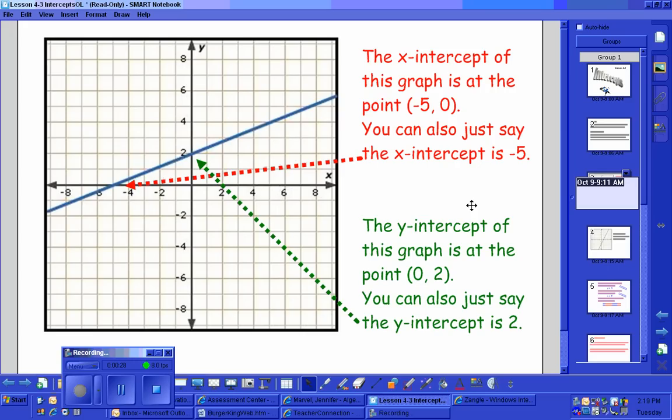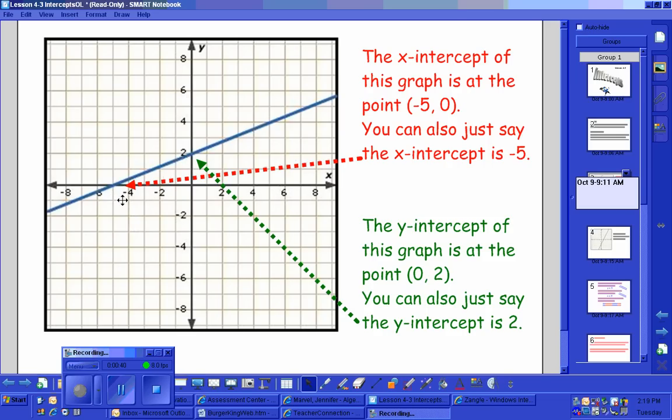Take a look at the blue line on the graph. If we want to find the intercepts, then we will look for the places where it crosses the x-axis or the y-axis. First, the x-intercept would be this point right here where it crosses the x-axis. You'll see it's at -5. The ordered pair is (-5, 0), or we can just say the x-intercept is -5. The y-intercept of this graph is the point (0, 2). You can see it crosses the y-axis here. We also can just say that the y-intercept is 2.